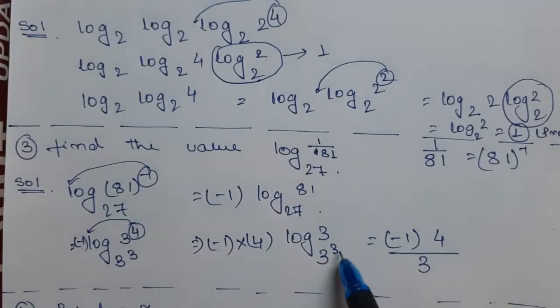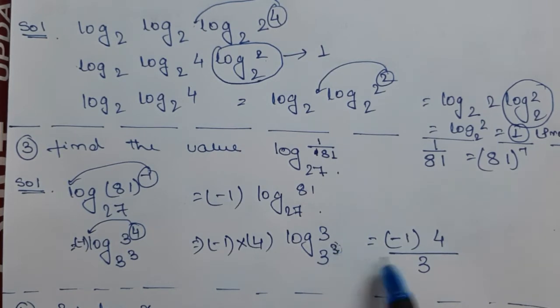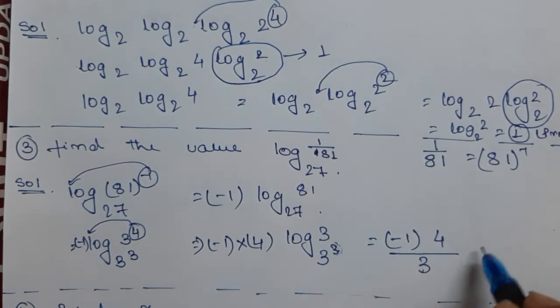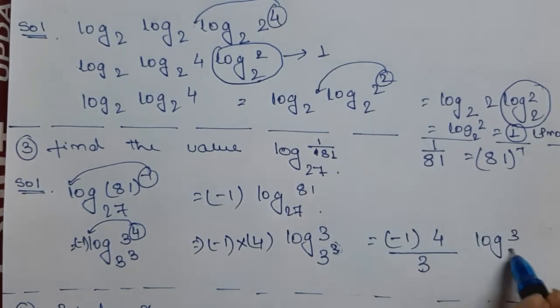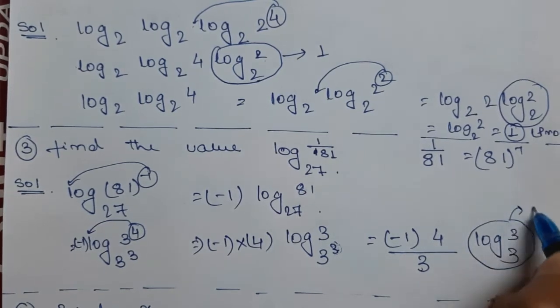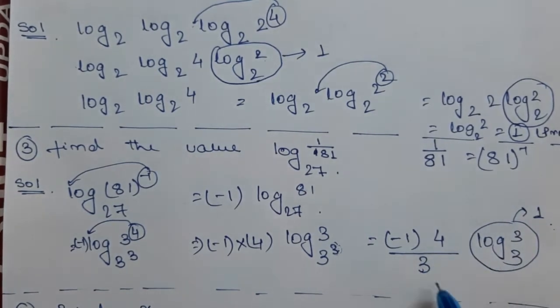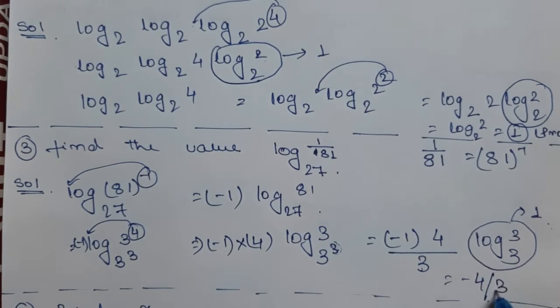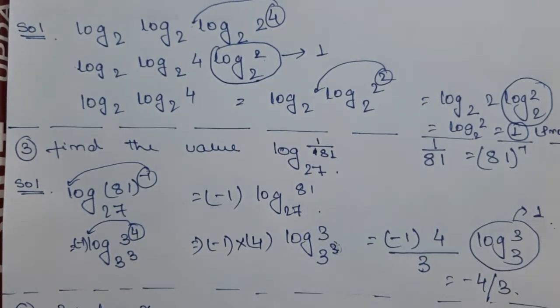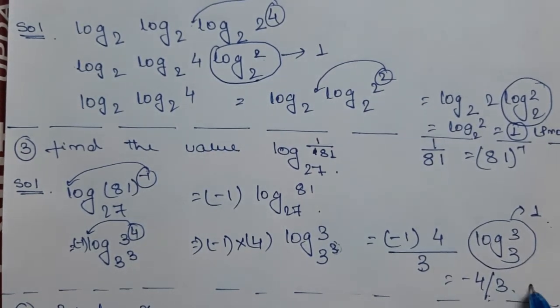So here we are taking 3 and converting it to 1 by 3, and the result is log 3 to the base 3. As we know, this will result to 1, as log a to the base a is 1. So the final result is minus 4 by 3. This is our answer.